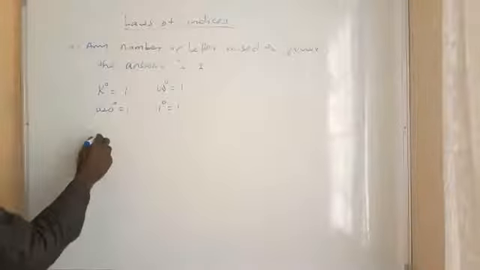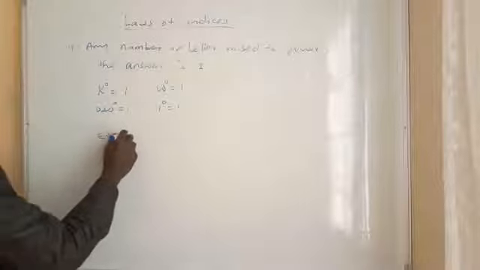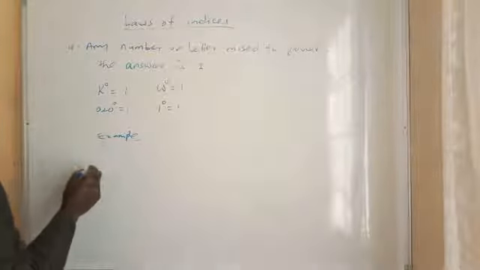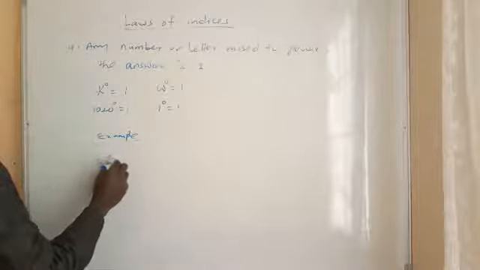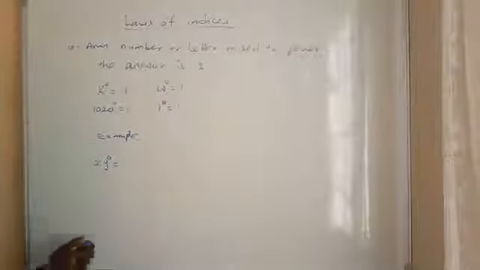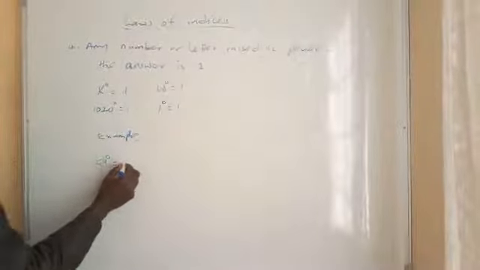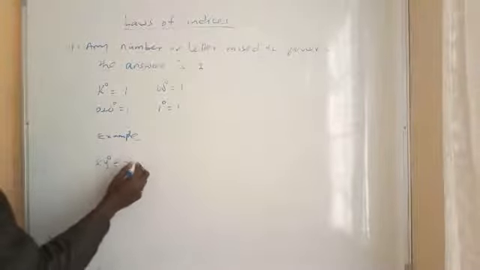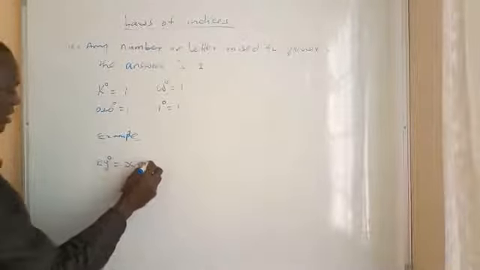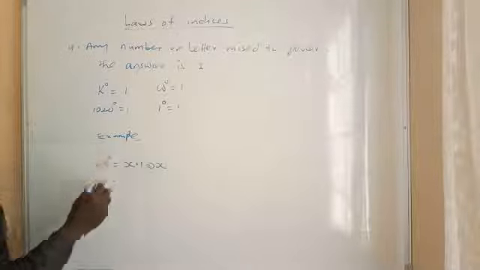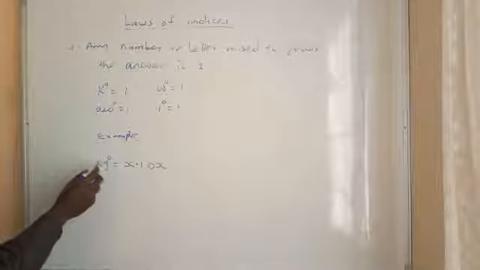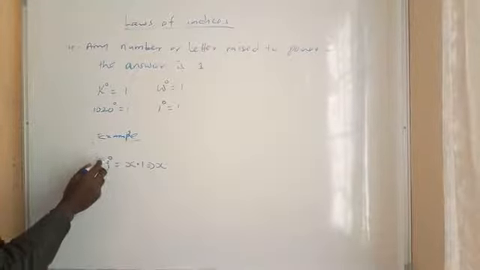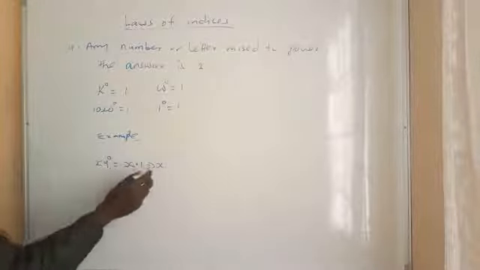Look at this example. For example, I have x, y power 0. What is the answer? The answer will be x times 1, which is x. It is not x raised to power 0, it is y raised to power 0. So y power 0, it is 1. 1 times x, it is x.